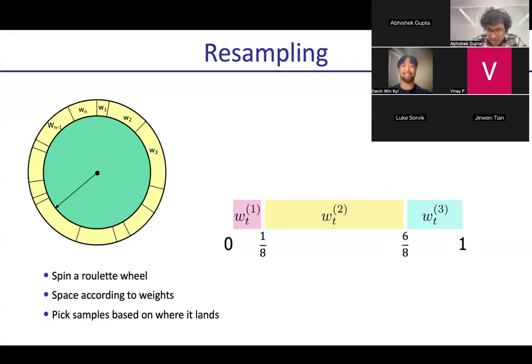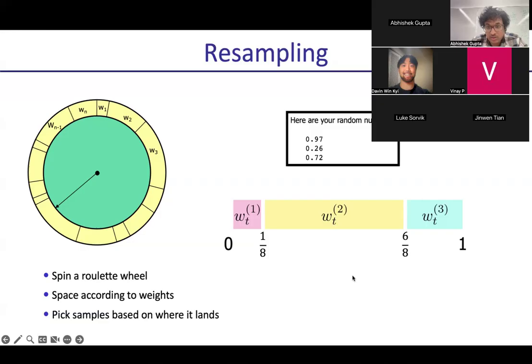Another way of thinking about it is in terms of a line, which you divide by cumulative weights. So 0 to 1 over 8 is WT1, 1 over 8 to 6 over 8 is WT2, 6 over 8 to 1 is WT3. So you have three particles. When you want to resample, you use your random number generator to give you a number between 0 and 1, and you draw an arrow. If you look at 0.97, you're going to have an arrow here. If you look at 0.26, I think you're going to have an arrow here.